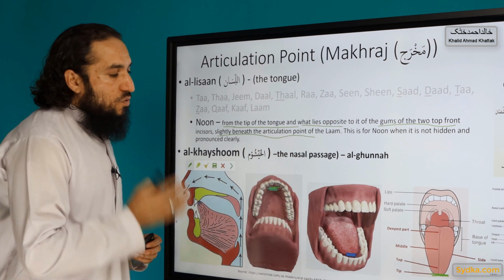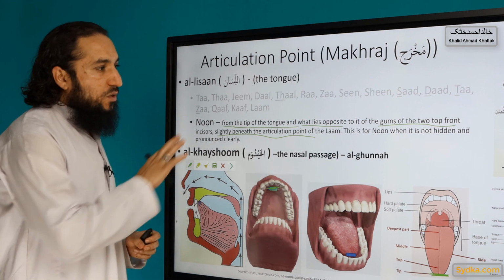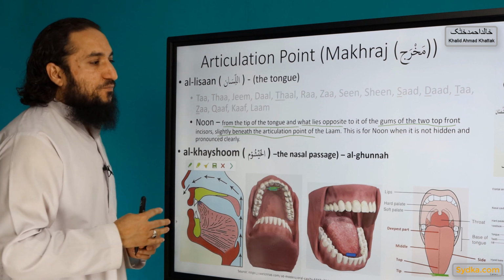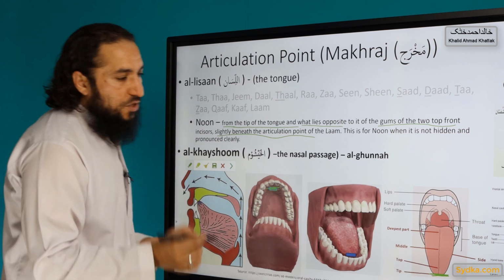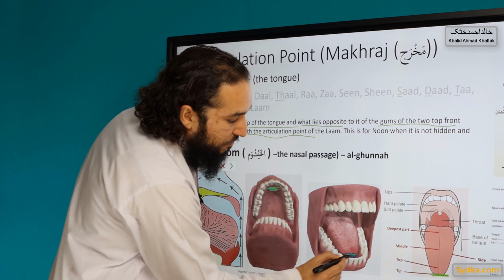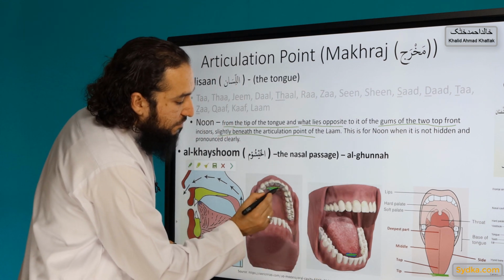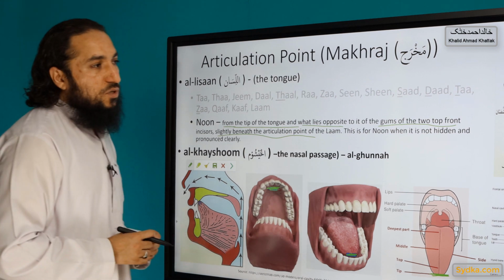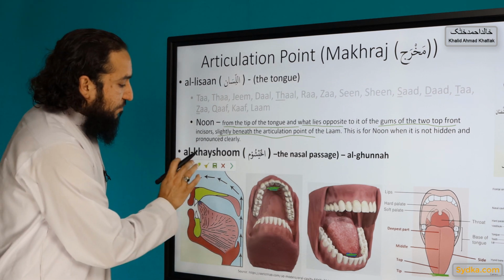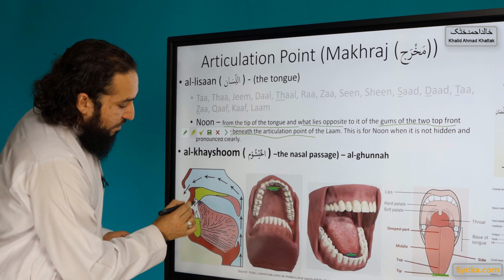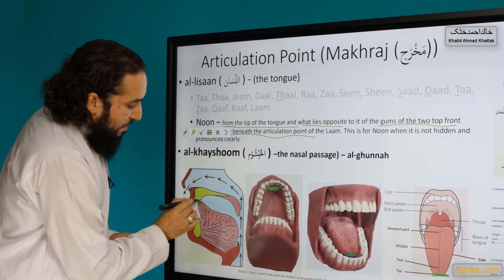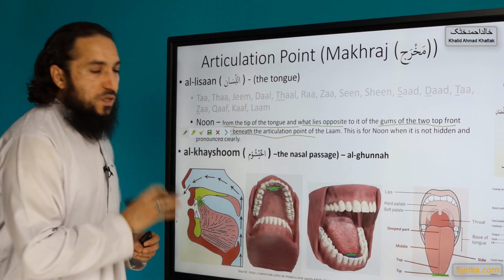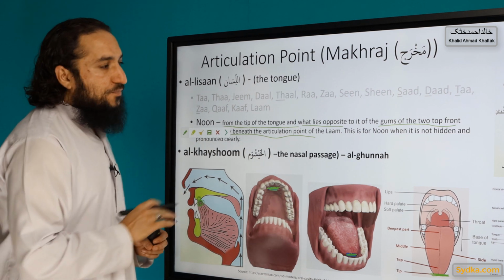Hidden noon has multiple uses. So this is only when noon is clearly pronounced. Then this is the articulation point: the tip of the tongue, and this is the place on the gums of the top two incisors. You can see here, that's the tip of the tongue and the gums of the top two incisors. This is when the noon is pronounced clearly.